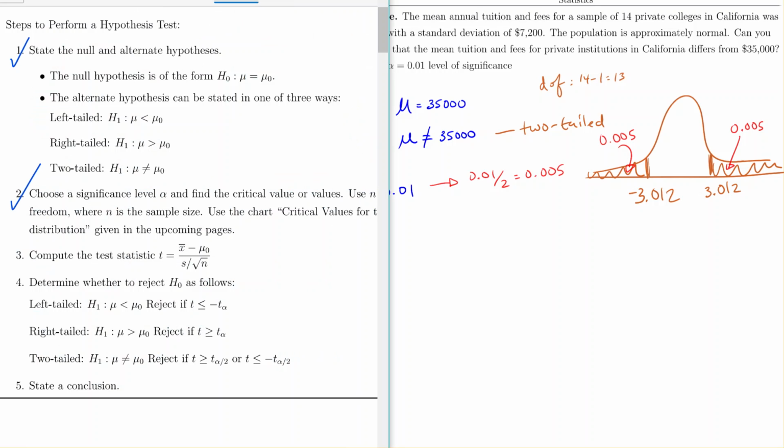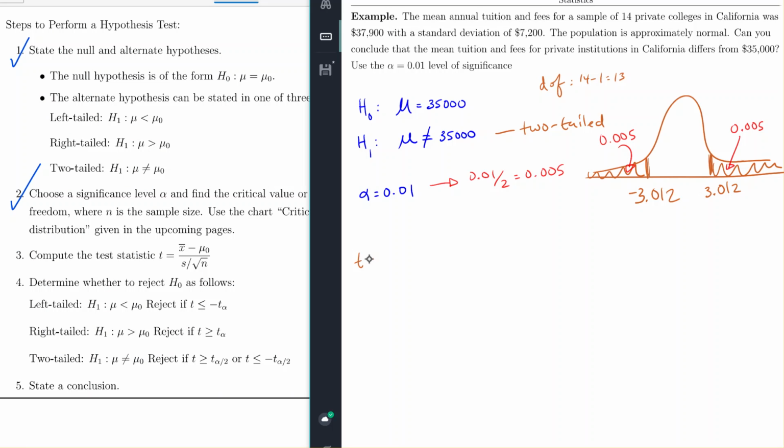It now says step 3 is compute the test statistic. So I'm going to say t is x bar minus my mu naught over s over the square root of the sample size. Now my x bar, the sample mean, was 37,900, minus a mu naught of 35,000, divided by our sample standard deviation of 7,200 divided by the square root of 14. Now remember, when you're using n, you go back to the original sample size, not the degrees of freedom.